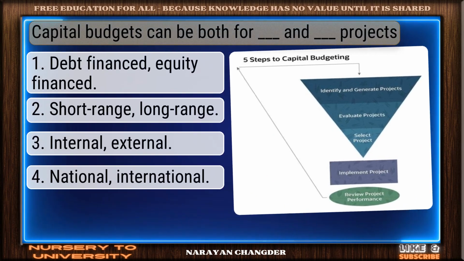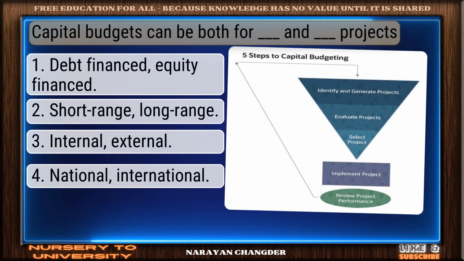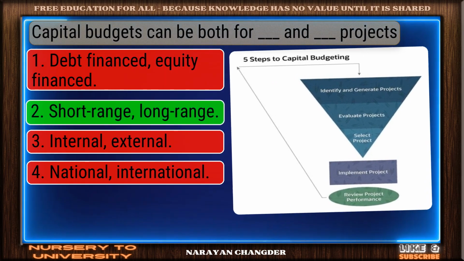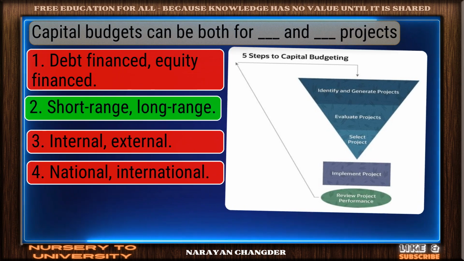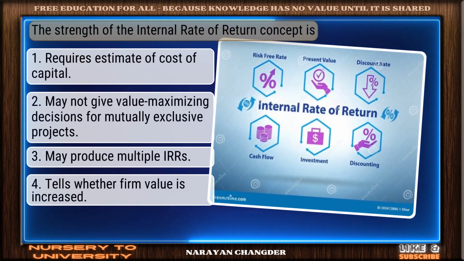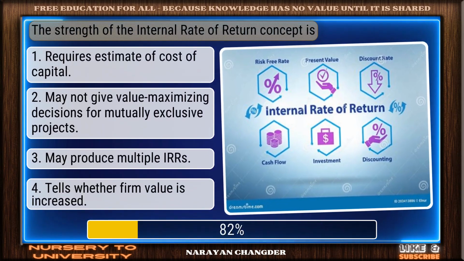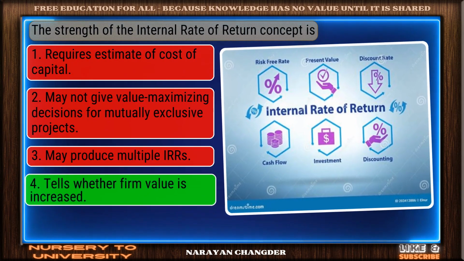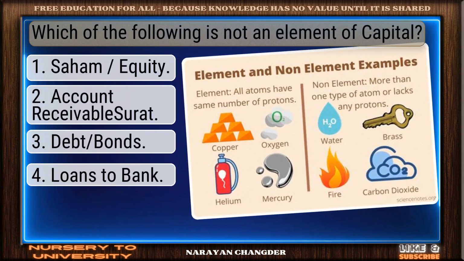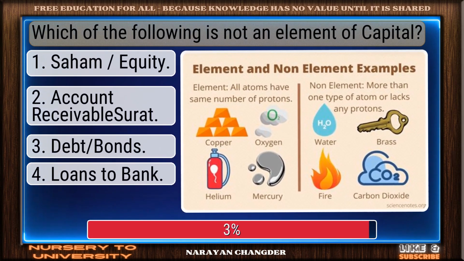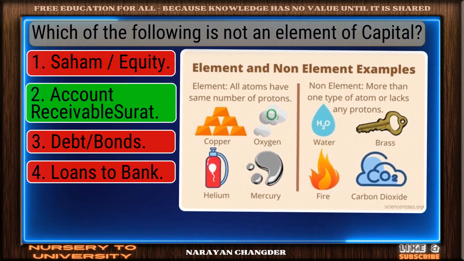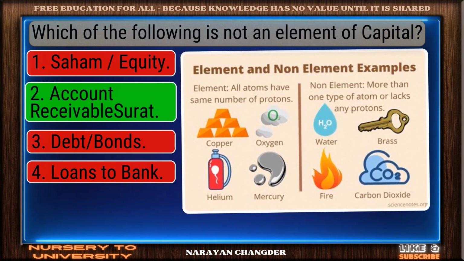Capital budgets can be both for dash and dash projects. Perfect. Short range, long range is the correct choice. The strength of the internal rate of return concept is. You got it. Your choice tells whether firm value is increased is right. Which of the following is not an element of capital? Good job. Your answer account receivable assured works well here.